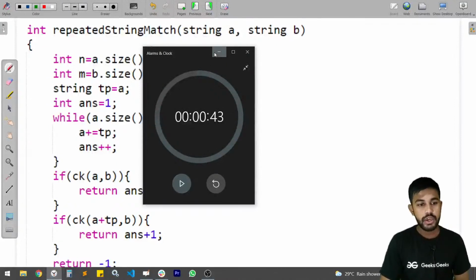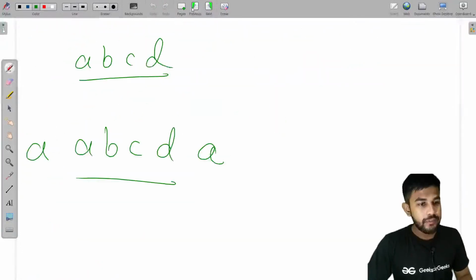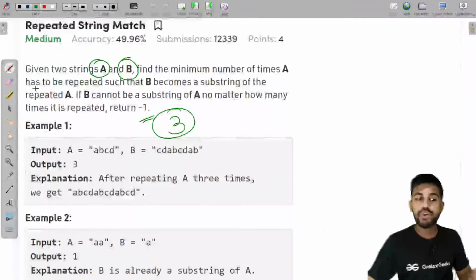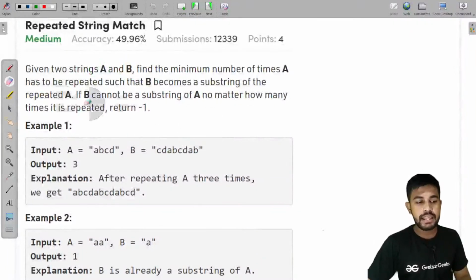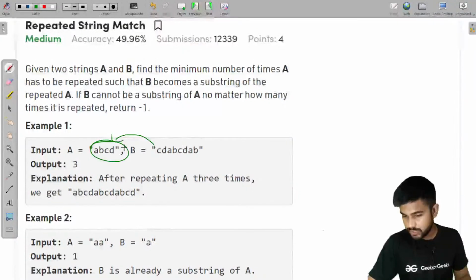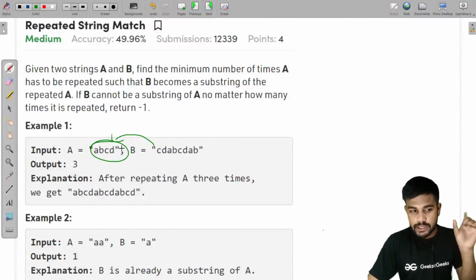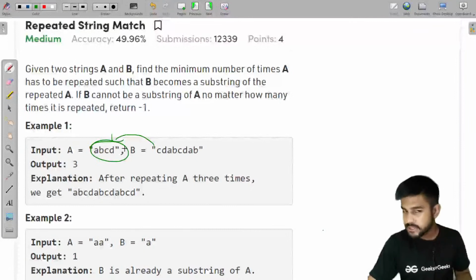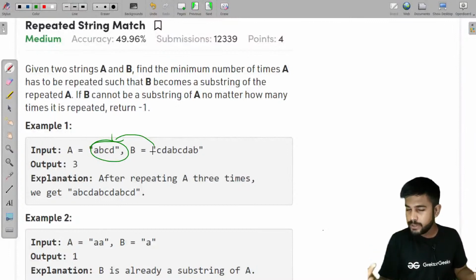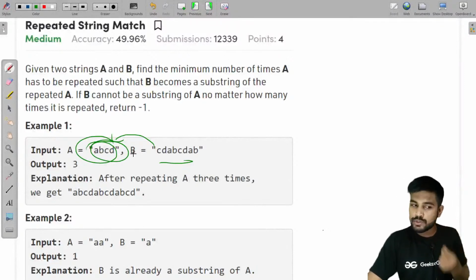Okay, for sure. What I'm trying to do is visualize to which extent the answer can go. We are given an A and we need to tell how many times A is required so that B is a substring of A. Now we know that if the length of A is smaller than B, then B can never be a substring because the length of B is greater. So we need to build A. The length of A should be greater than or equal to B to be a substring.